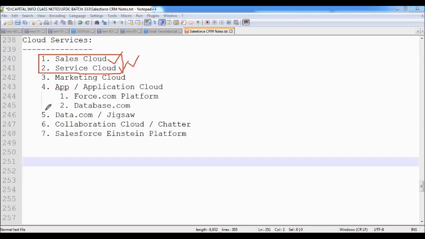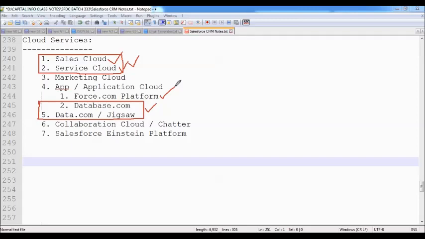Next, you will have one more question. What is the difference between Database.com and Data.com? It's a common question. Third one, the difference between Salesforce.com and Force.com. It's a common question. These are the three common questions that come up from an interview point of view as part of these cloud services.